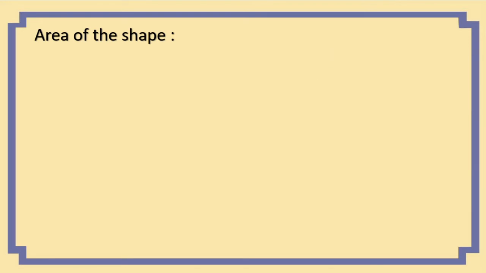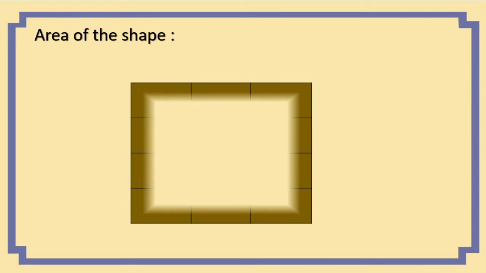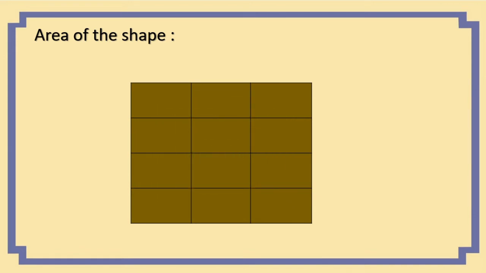Area of the shape. Yes, here is the figure. The measure of a figure should be the same no matter who measures it, isn't it? Hence, a square of one side equal to 1 centimeter is used as the standard unit of measurement of area. Now we are going to measure the area of this figure. So we will take a standard unit of 1 centimeter.